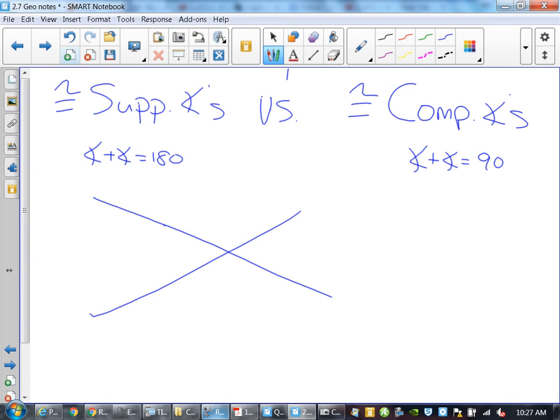If I just draw that, those are just two lines that intersect, do you agree? Now, when two lines intersect, you get how many angles? 4. How many of them, normally, how many different angle measures are there? 2 of them.